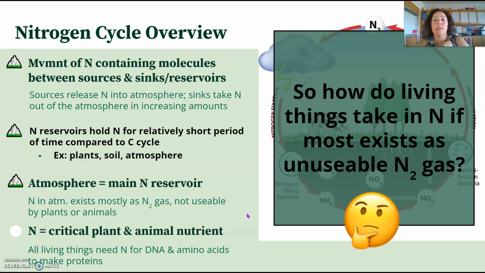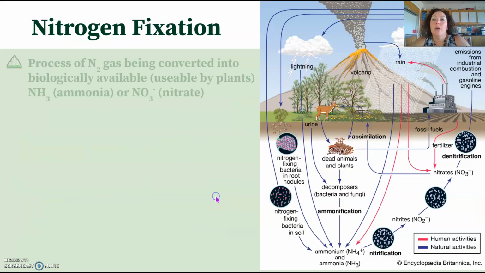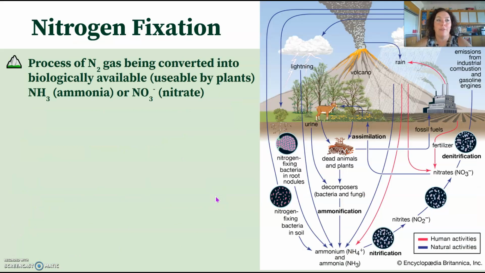And the problem, like I said, is we have tons, 78% of the atmosphere is nitrogen gas. However, we can't use that nitrogen gas. So how do living things take in the nitrogen if most of it exists as unusable nitrogen gas? So the first way is through nitrogen fixation.